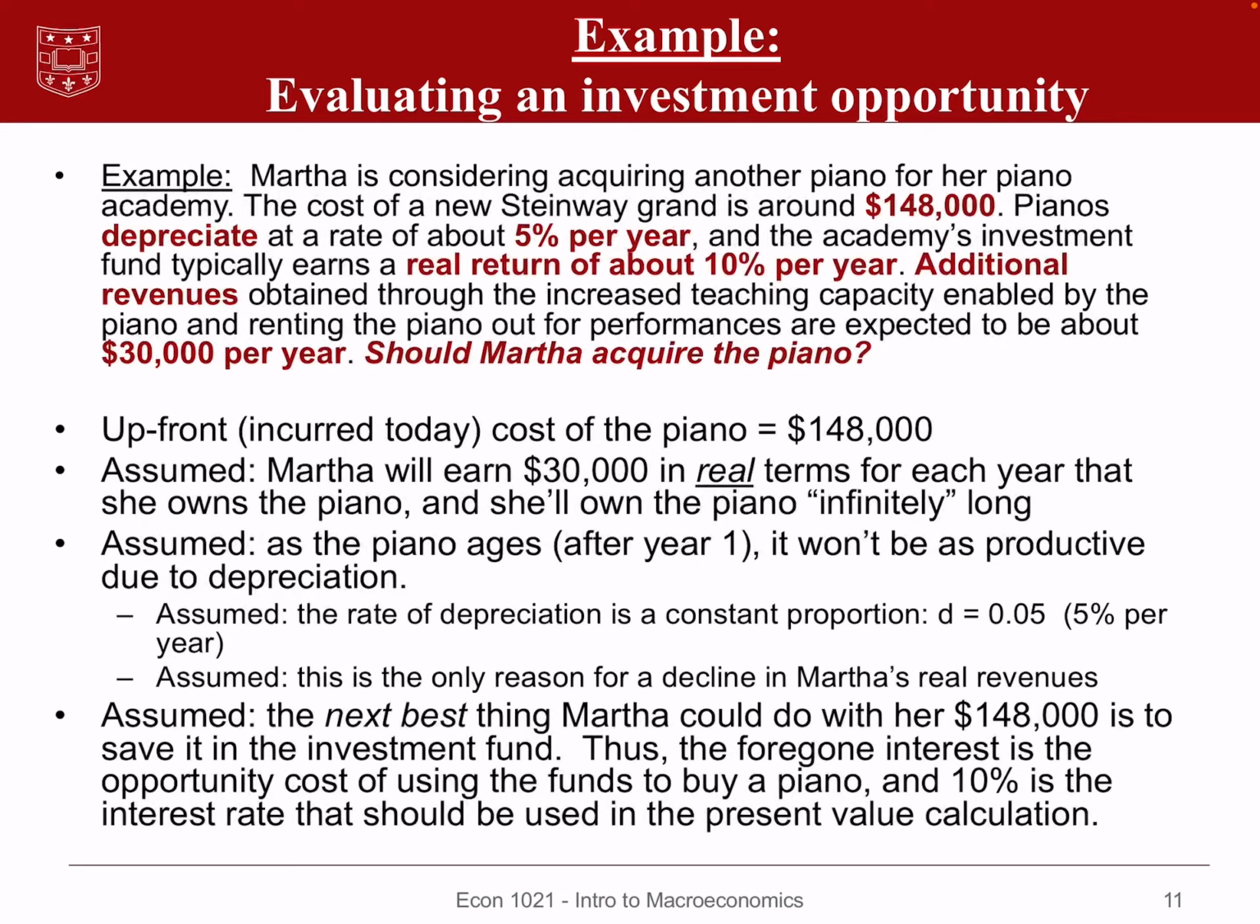And again, we are supposing that the very next best thing that Martha can do with her $148,000 is to save it in an investment fund. So the foregone interest is what you would think of as the opportunity cost of using the funds to buy the piano. And so the 10% interest rate is the interest rate that should be used in these present value calculations. Because again, if she had $148,000, compounding would tell us that it would grow at 10% per year.